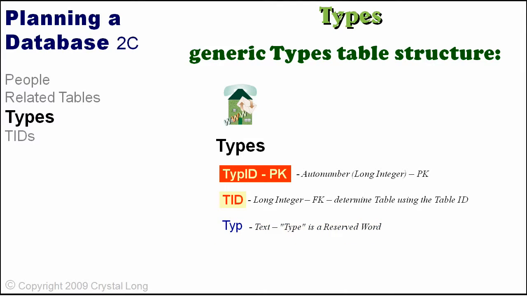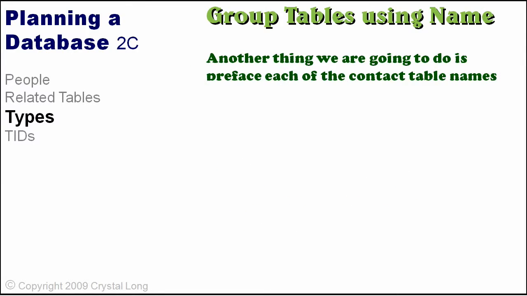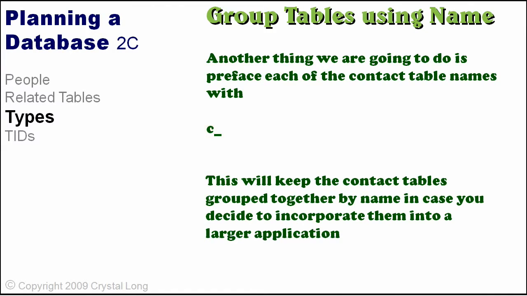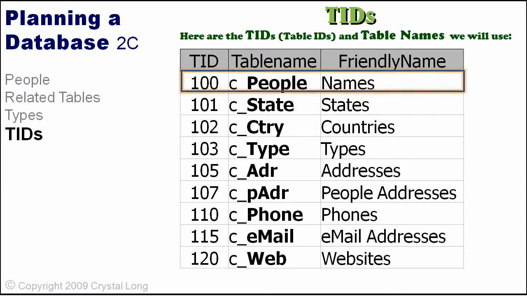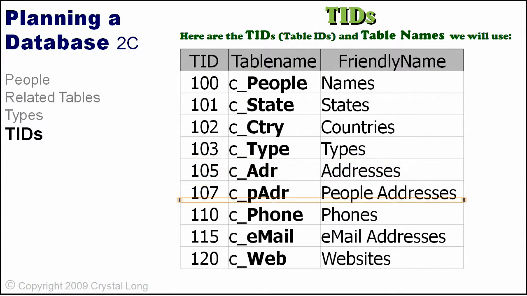Each of the tables in our system will be assigned a unique number. TID stands for Table ID. TID will be stored in types to provide a way to know which records correlate to other specific tables. Another thing we are going to do is preface each of the contact tables with C_. This will keep the contact tables grouped together by name in case you decide to incorporate them into a larger application. Here are the TIDs we will use for each table: 100 for people, 105 for addresses, 110 for phones, 115 for email addresses, 120 for websites.